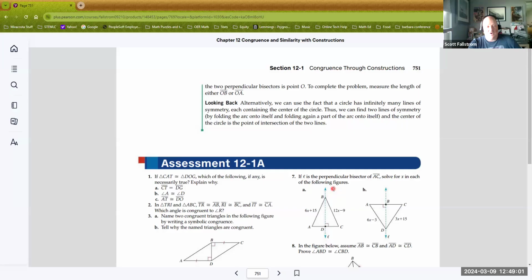Okay, so that's it for 12.1. I'm going to make a second video where I go through the construction pieces, which is separate from the concepts in my mind. Hopefully this gets you on the right track. All right, off you go.